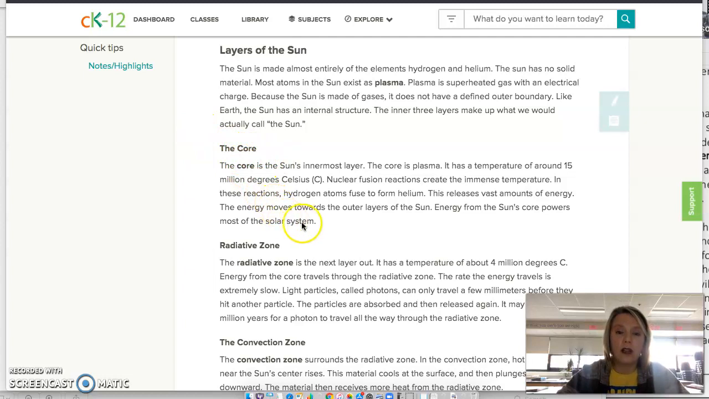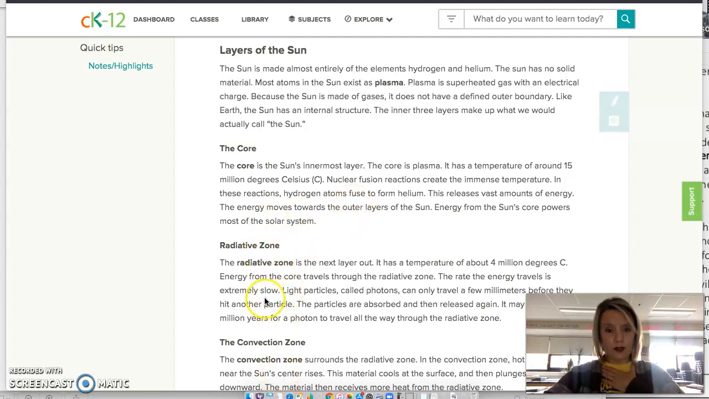The core is where the nuclear reactor is. That's where the sun is making all the energy. It's so hot inside the core, about 15 million degrees Celsius, that hydrogen actually gets fused together. 2 hydrogen atoms get fused together and they create a helium atom. And that reaction gives off a lot of energy. That's where we get our sun's energy. From there, this energy moves through 2 more layers.